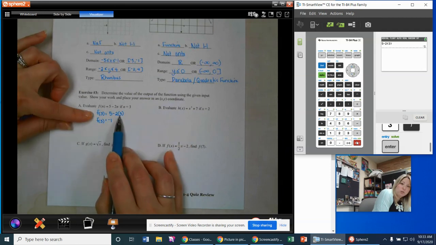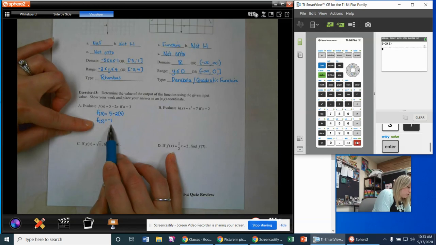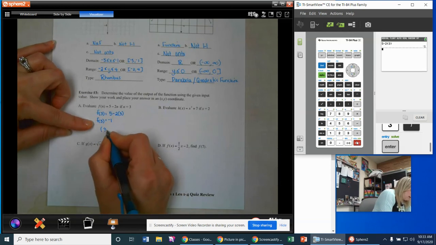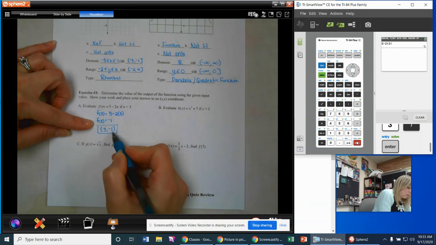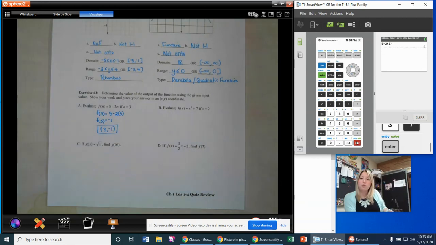That's my answer. It says show your work, which I showed you. I showed you the evaluate, the plugin. Then I got my answer. Now I just need to put it in an XY coordinate form. So the input is the X, the answer is the Y, because the X is always the input and the Y is always the output.